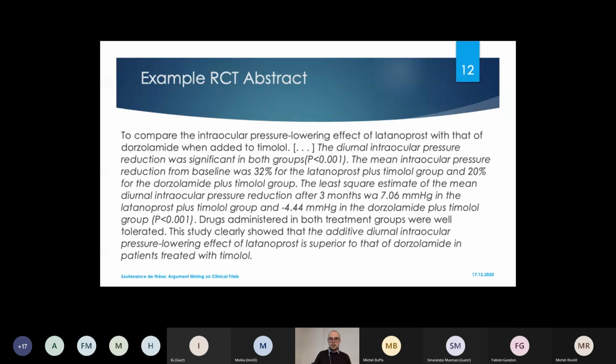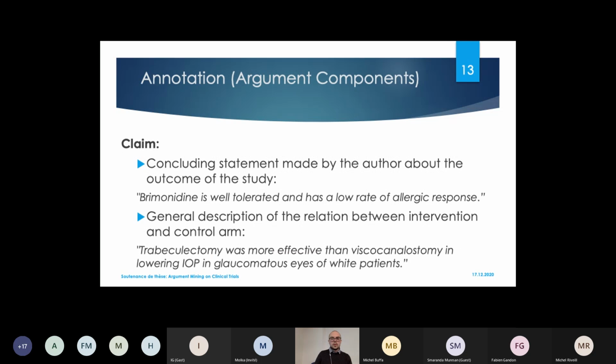And to show you a quick example abstract. Here we can see the beginning is the introduction of the goal of the clinical trial, followed by the description of the patients and experimental setup, which I skipped here for space reasons, and followed by the reports of the experimental results. And subsequently, we have the conclusion made by the author about the trial. So the question is, what exactly are we looking for?